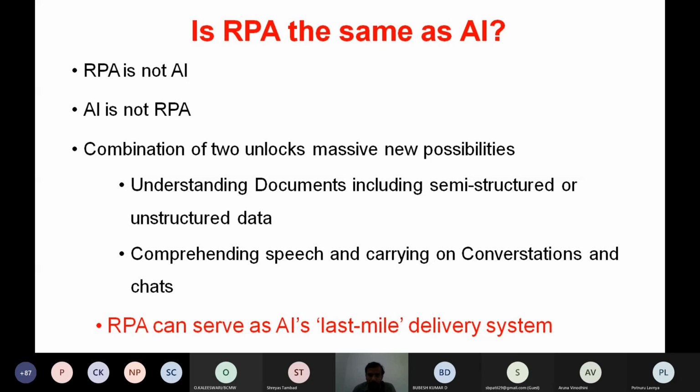It can comprehend speech and carry on conversations and chats. Because chats, if done by normal bots, will be something like programmed bots: a programmed question gets a programmed answer. If we have a question which is not programmed, you get something random as an answer. So AI can solve all these problems, and you can end by saying that RPA can serve as AI's last mile delivery system. So a combination of these can bring wonders.